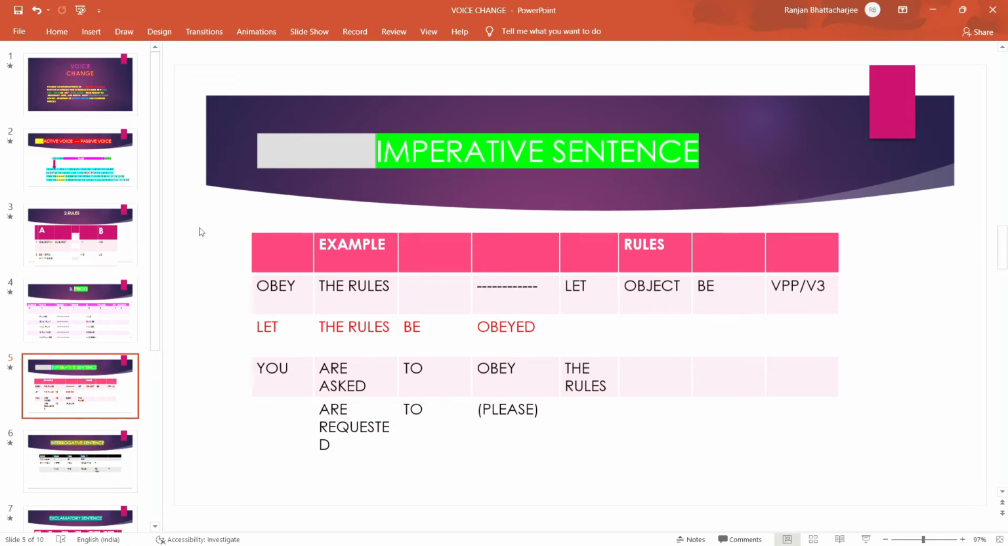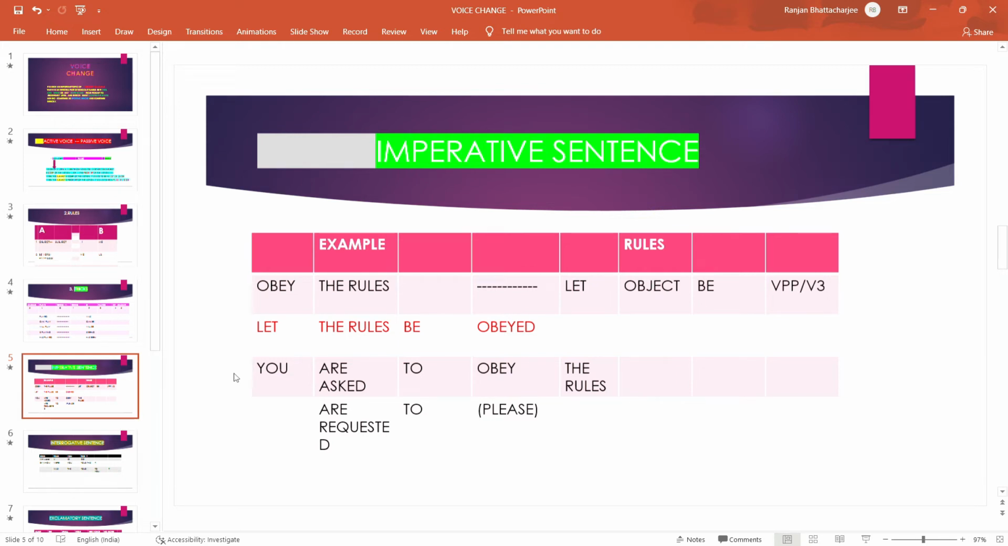Okay, and we can form this in another way, because in some boards, particularly ICSE, questions are sometimes not asked directly as change the voice. Sometimes it is given as begin the sentence with, or transform the sentence beginning with, or ending with. Suppose the question is obey the rules and the instruction is to change the sentence beginning with "you." In that case, how can you solve it?